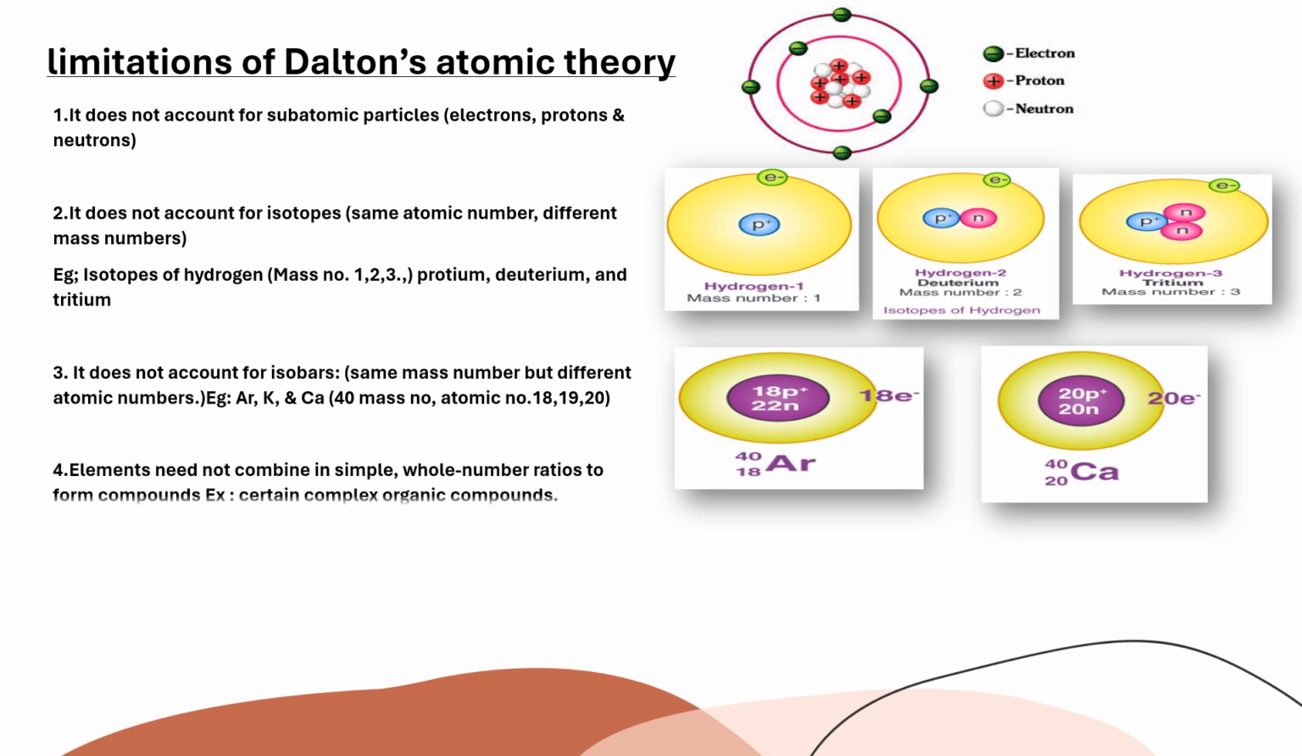And the fourth one is that elements need not combine in simple whole number ratios to form compounds. See the example, certain complex organic compounds need not combine in simple whole number ratios.